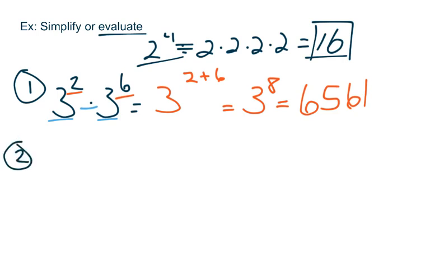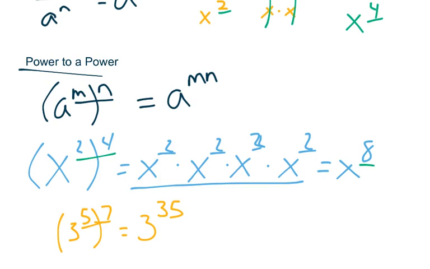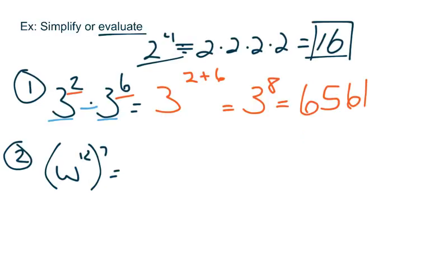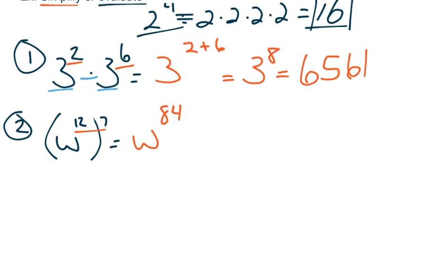Let's try another one. Number 2, this one's going to have variables in it. Let's go w to the 12th, and we'll raise that to the 7th power. If we flip back, this one is power to a power. We have two exponents right next to each other. That's a 12, by the way. W to the 12th to the 7th power. If we have two exponents right next to each other, all we're going to do is multiply the two exponents together. 12 times 7 is 84. We don't know what W is, so this is more of an example of simplifying. We leave it as W to the 84th power.